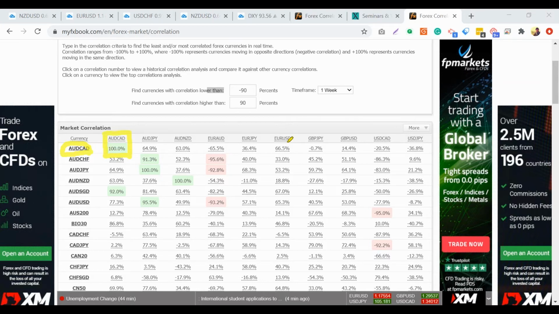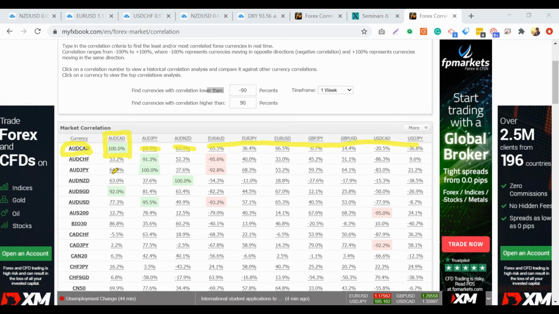Because they are the same currency pairs, right? You notice for all the other currency pairs, at least the major ones, there is 64, 63, all of it, none of it is above 90%. So not very interesting, right?